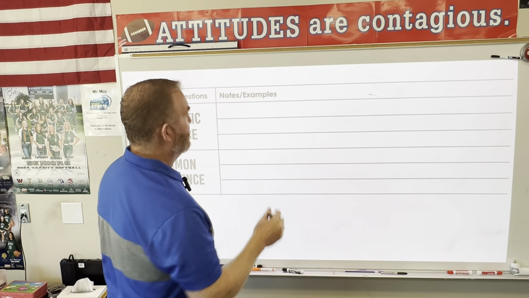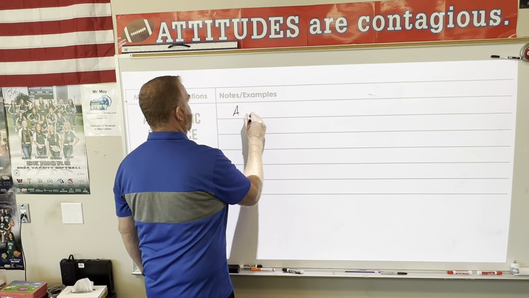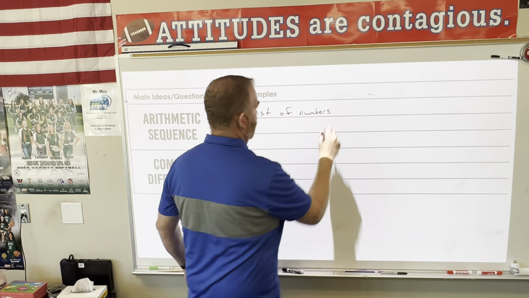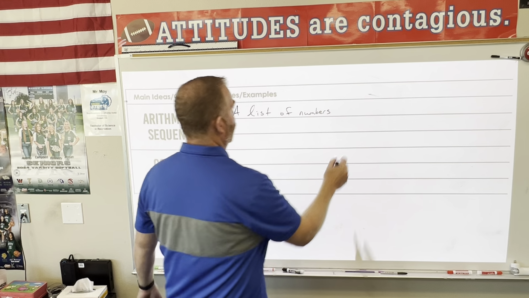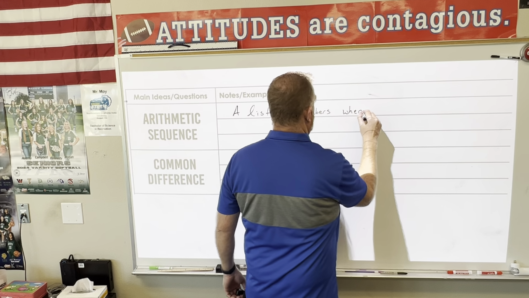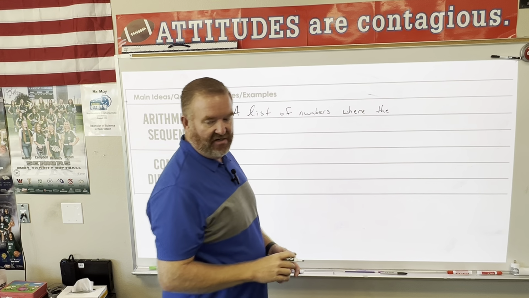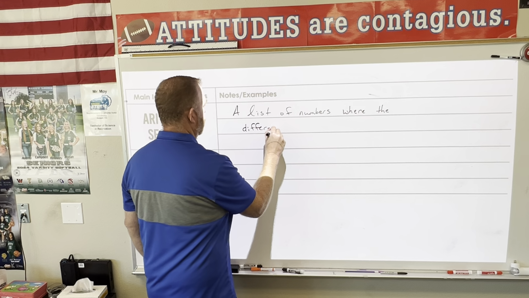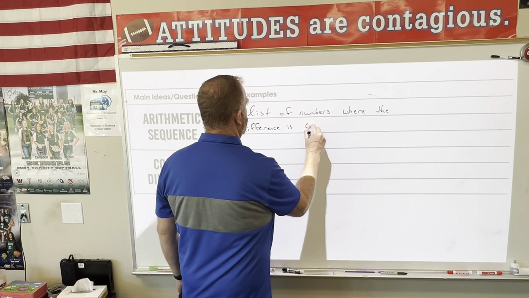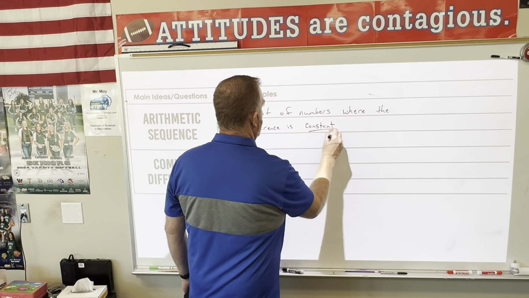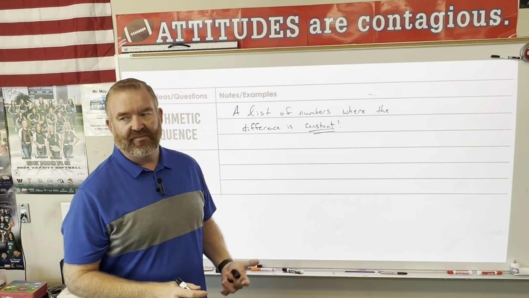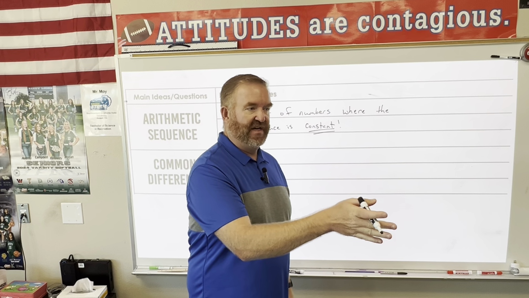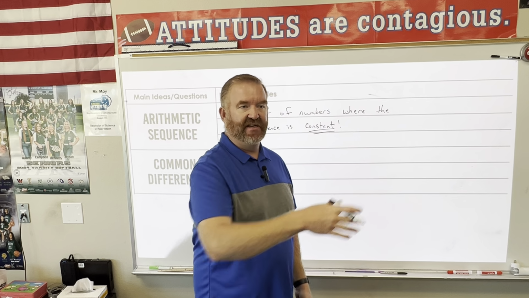Arithmetic sequence: a list of numbers where the difference is constant. What does constant mean, guys? Yeah, it's going at the same rate. So an example of that, like 2, 4, what's next? 6, 8, 10, and so on, okay?